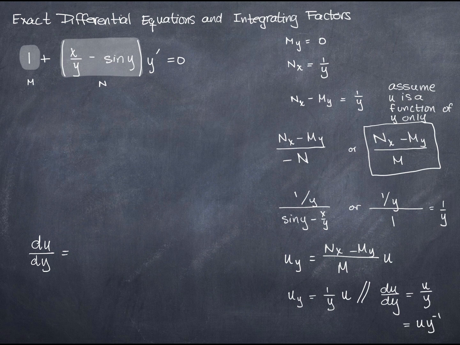How do I want to do this? I think I'll write it as u times 1 over y, because I'm now going to try to solve this very simple differential equation, and I think it's easier to see that what I need to do here is separate the variables. I'm going to move the dy over here and the u over here. I get 1 over u du equals 1 over y dy.